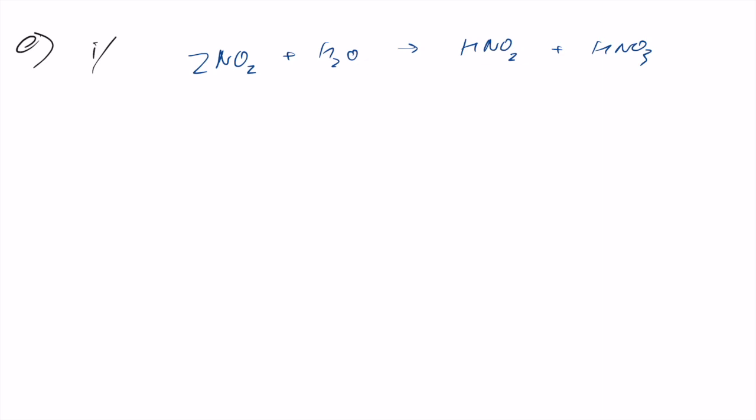So we're going to do the little check. We have 2 nitrogens here, and 2 nitrogens there. We have 5 O's here, and 5 O's there. And lastly, we have 2 H's here, and 2 H's there. So it works out. Now let's look at the second part of this question.